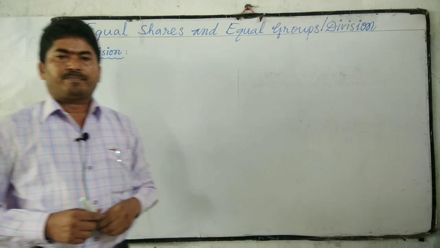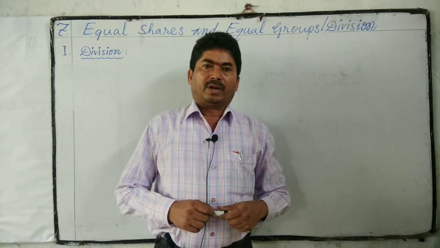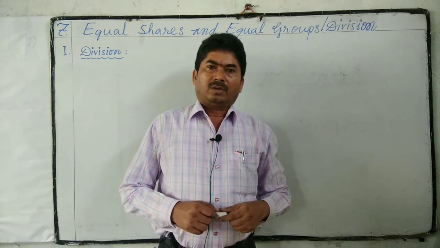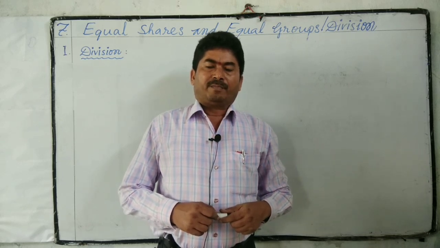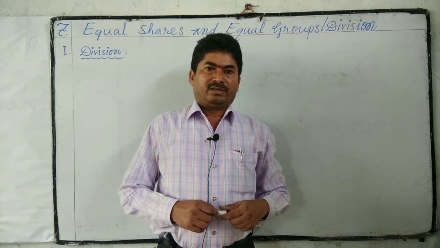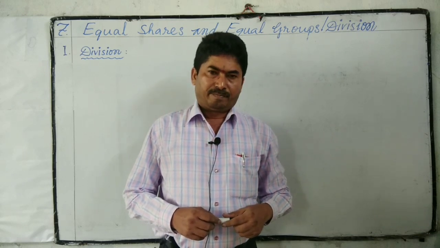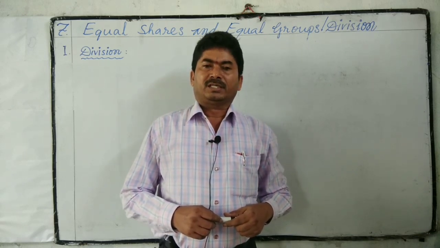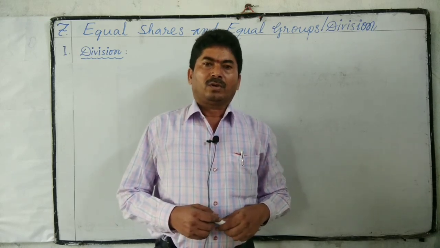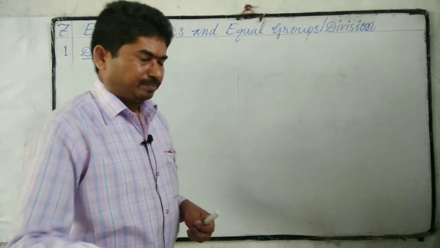What is division? The simplified process of repeated subtraction is called division. Division is the process of equal distribution. Division is the reciprocal of multiplication, and division is the multiplicative inverse of multiplication. Now let us know parts of division.